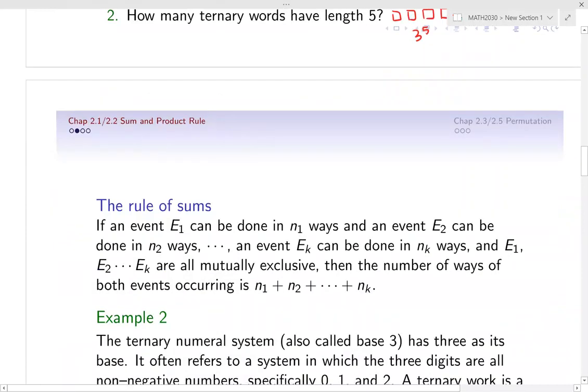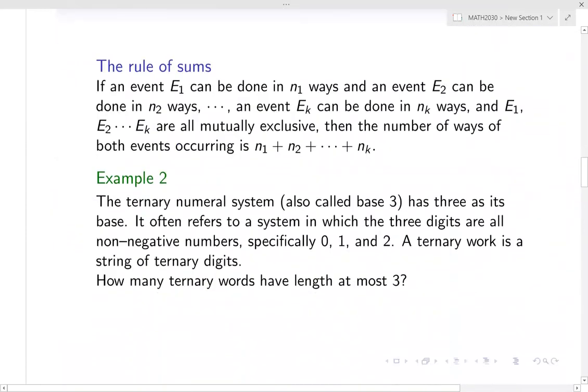Next, we're going to talk about the rule of sums. If an event E1 can be done in n1 ways, and another event E2 can be done in n2 ways, and so on and so forth, until the last event E sub k, which can be done in nk ways, and these events are all mutually exclusive, then the number of ways of all the events occurring is the sum of these n sub i's when i runs from 1 to k.